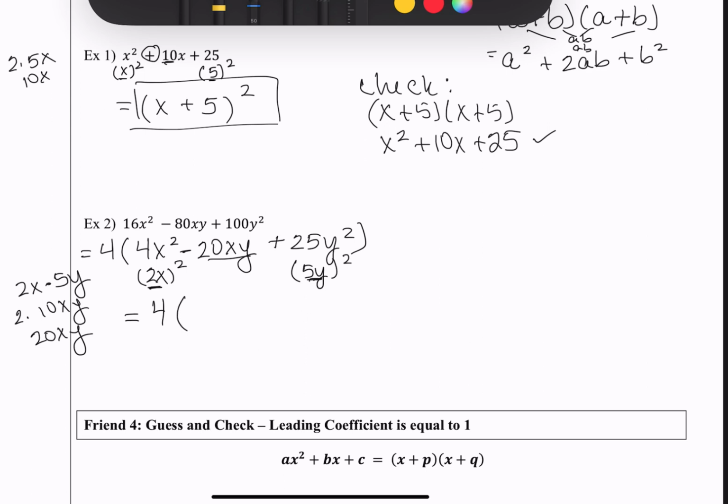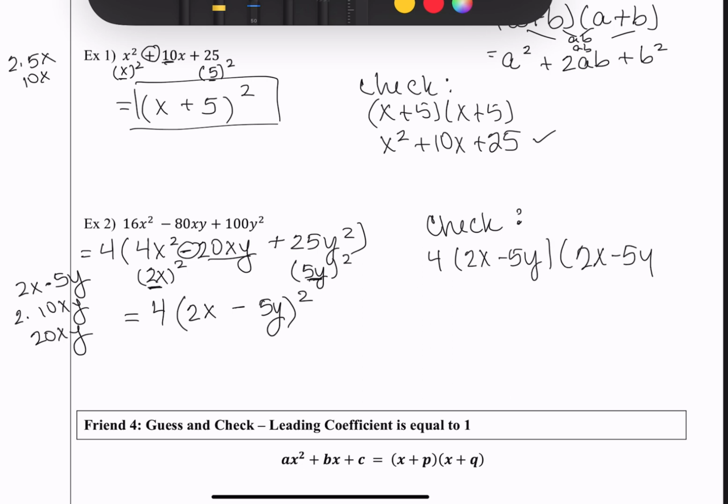All right, so I'm going to square a binomial. I'm going to put my a and my b as my two terms, or the square roots of the first and the last terms. Those will be the two terms in the binomial. And then what sign should I use? Well, I'm going to use the sign of my middle term. So again, I can check this. I just come over here off to the side, keep the 4 out there. Let's go ahead and multiply 2x minus 5y times 2x minus 5y. And then you FOIL that or you distribute that.